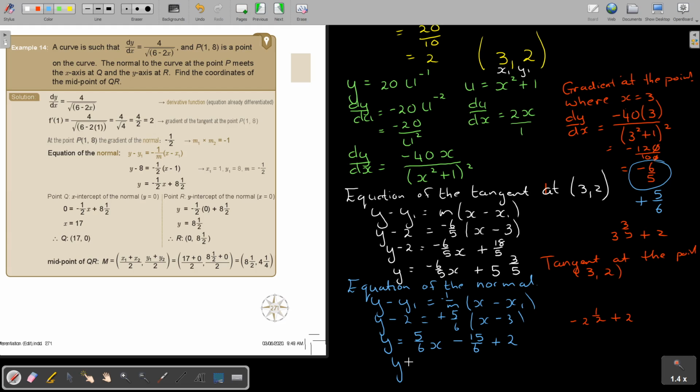So y is equal to 5/6 x minus a half. And don't forget, what was this? This was the normal at the point (3, 2). You can still do a few. Just concentrate. We are doing a lot of things, but it's not difficult methods.